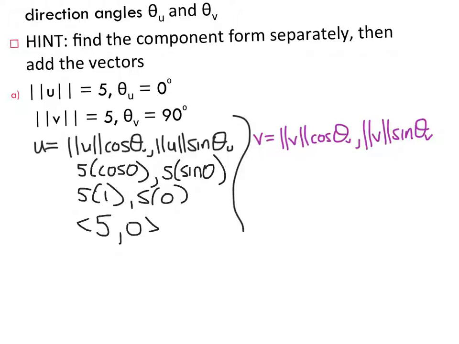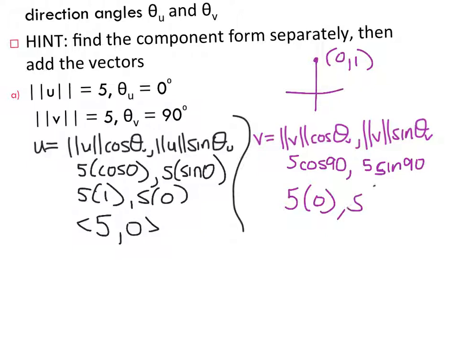And then I want to repeat that whole process, but this time with v. The length is the same. It's 5. The cosine is now of 90 degrees. And then the sine at 90 degrees. So the coordinate point at 90 is 0, 1, right? 5 times 0, and then 5 times 1. So it's 0, 5, component form of v.